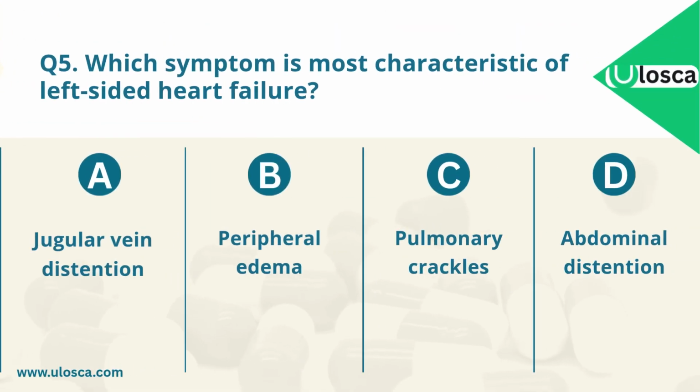Question 5. Which symptom is most characteristic of left-sided heart failure? A. Jugular vein distension. B. Peripheral edema. C. Pulmonary crackles. D. Abdominal distension. Which one is the correct answer?